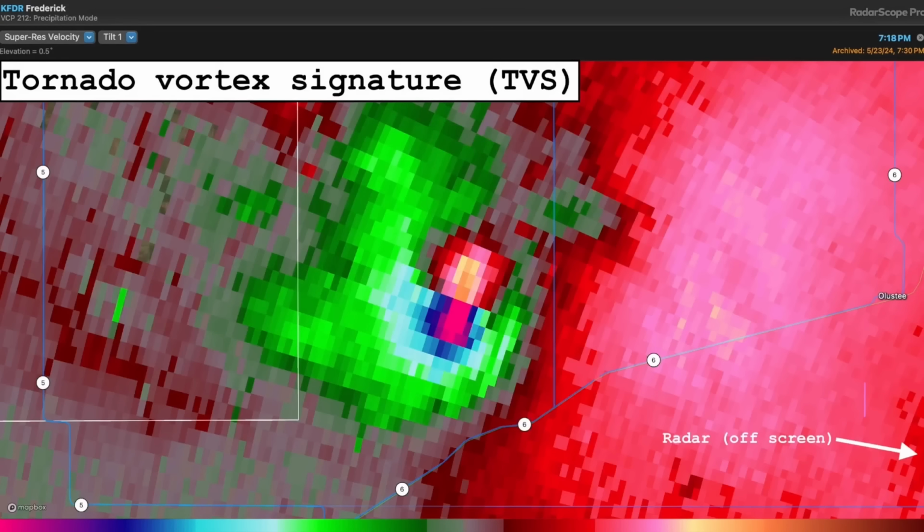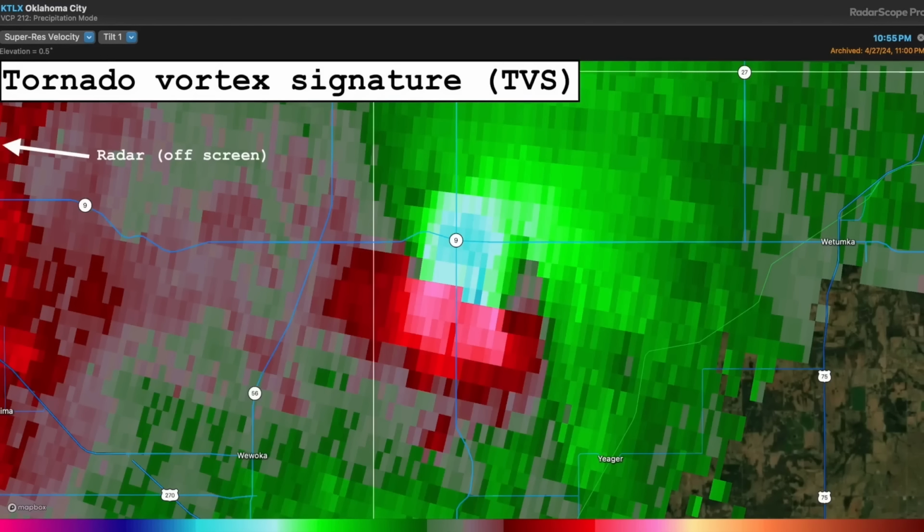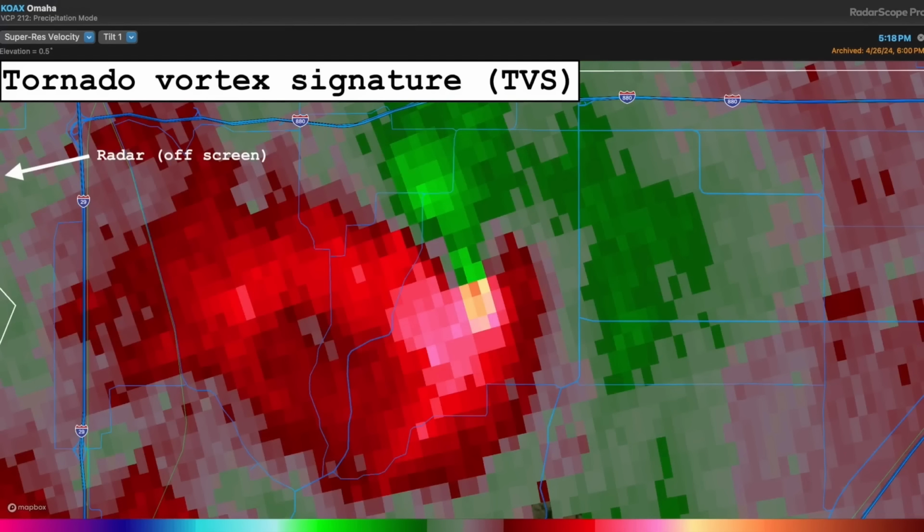That brings us to a special kind of couplet called a tornado vortex signature, or TVS. As its name suggests, a TVS is a concentrated area of intense rotation evident in velocity data that suggests the presence of a tornado. Given the variety of different sizes, shapes, and intensities that tornadic vortices can exhibit, there are few official thresholds defining exactly what constitutes a TVS. In a very general sense, the smaller and/or more intense a couplet is, the more likely it represents a tornado, but it depends on the environment and the couplet's distance from the radar, among other factors.